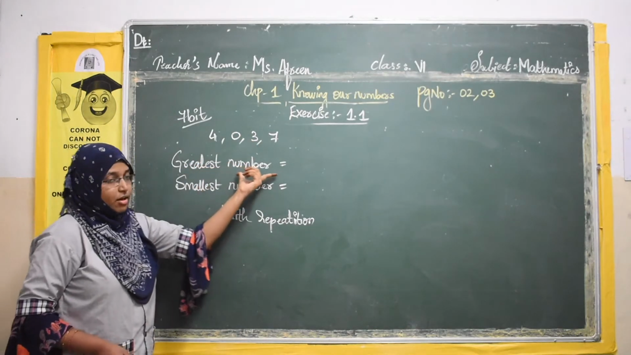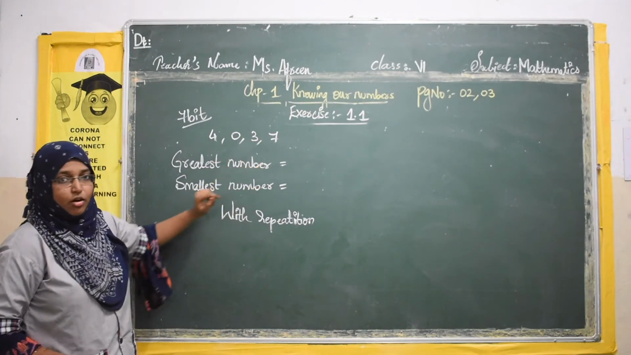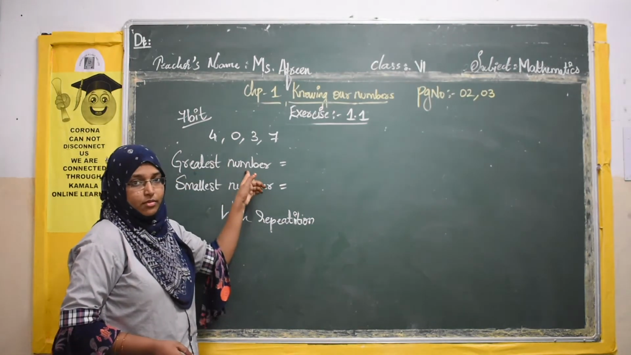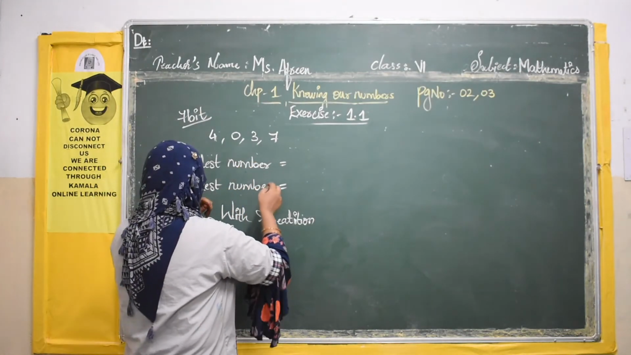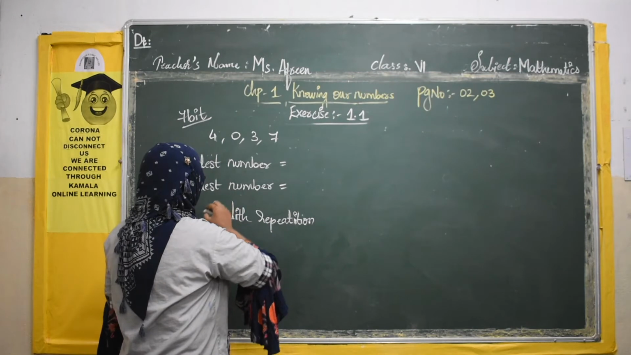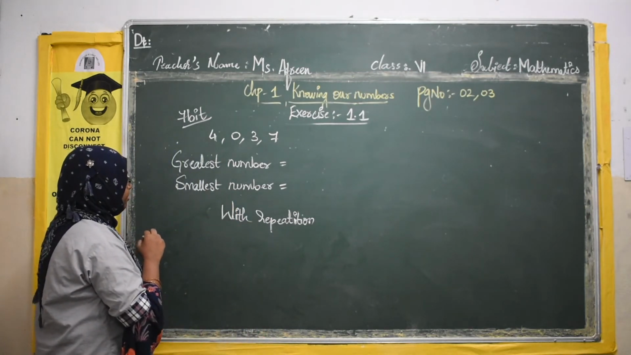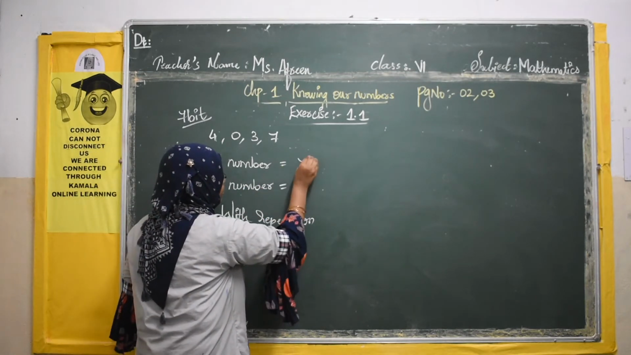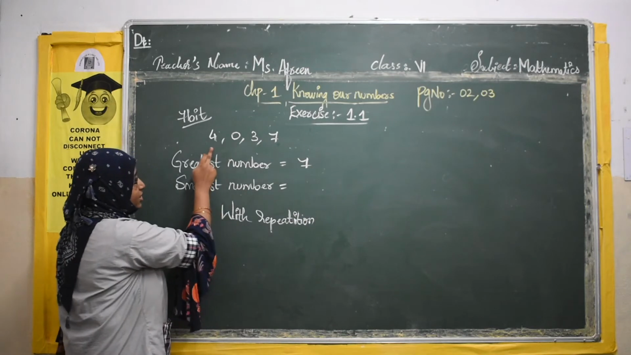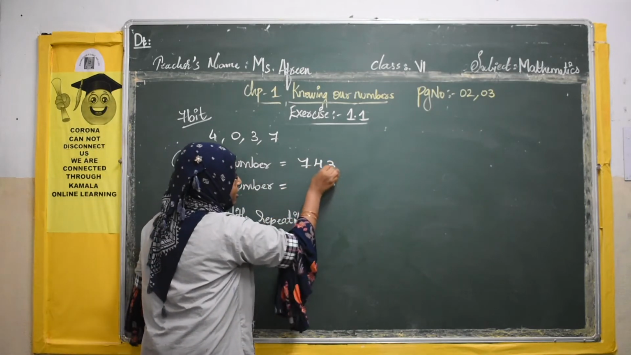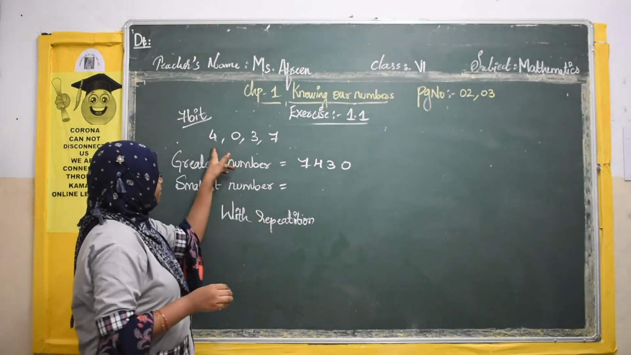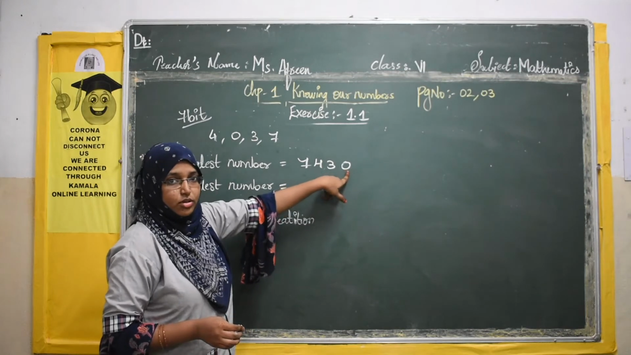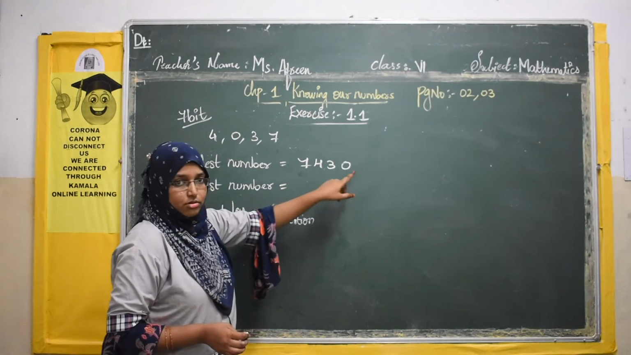Now what we will do: to write the greatest number, we will go with increasing order. What is increasing order? That is our ascending order. The greatest number in increasing order starts with 7. After 7, it goes with 4, next 3, last is 0. Among these 4 digits, the highest digit is 7, next is 4, next 3, next 0. It is going from big to small, right?